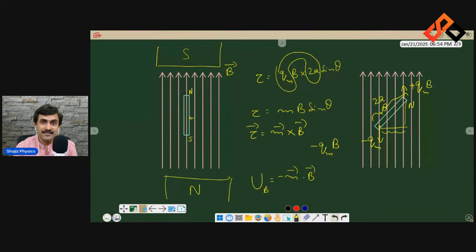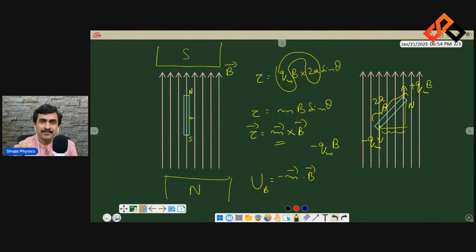See the similarity. There the torque was p cross E. p was electric dipole moment and E was electrostatic field. Here m cross B. m is magnetic dipole moment and B is magnetic field, the strength of the magnetic field. Similarly, there the electrostatic potential energy was minus p dot E. But here it is minus m dot B.